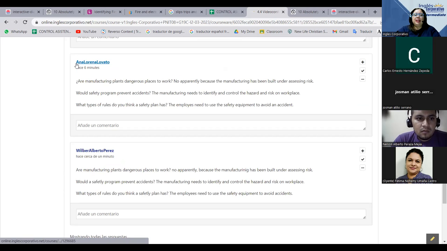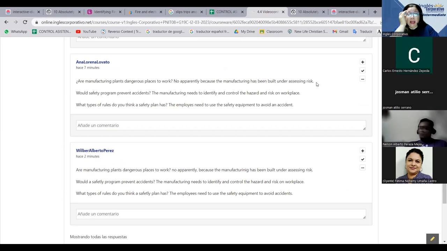And then Ana Lorena says no, apparently, because the manufacturing has been under risk assessment. They have taken all the measures about the risk, right? They have planned already. The manufacturing needs to identify and control the hazards and risks in the workplace. Yes, and that's one of the purposes, to prevent accidents.